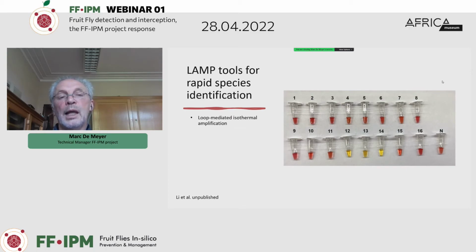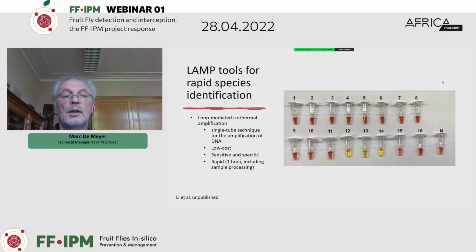There is a technique which is called LAMP, that stands for loop-mediated isothermal amplification, which is a single tube technique for the amplification of DNA. It's at a low cost, it's sensitive and specific, and it goes much faster. It actually is based on the same system like DNA barcode. You have a specific genetic marker, but amplifying that genetic marker in the sample that you have is done in a much more reduced way than you do it for DNA barcodes. You don't need the building up of chains and breaking them down again at different temperatures. It can be done at one temperature.